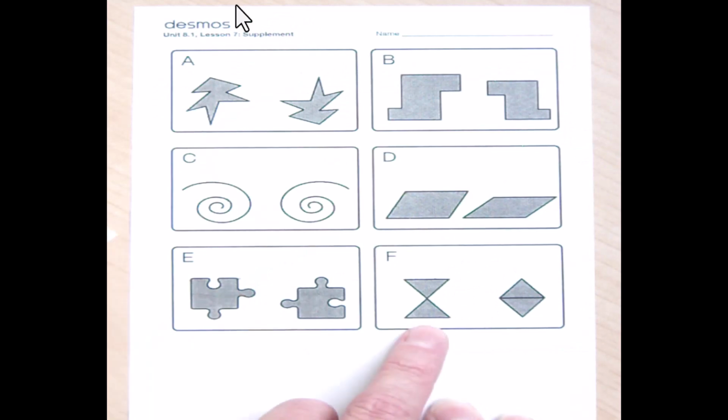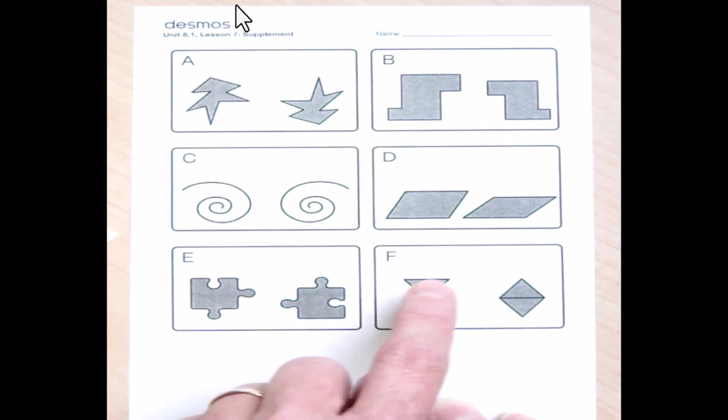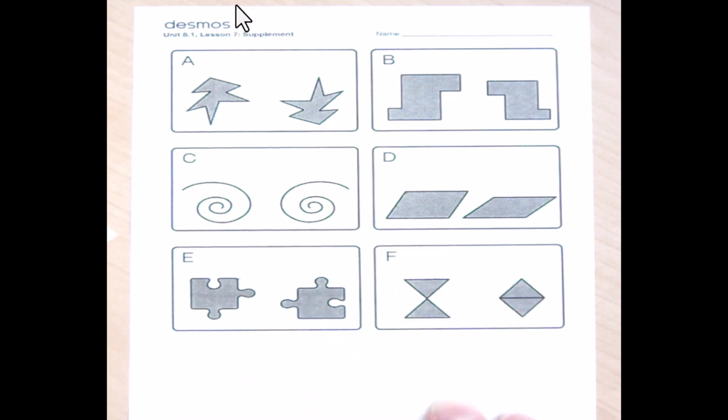And F, I don't have to use my transparent paper. This one has two triangles and this one has two triangles, but clearly they're not the same shape. There's no series of translations or rotations or reflections that'll make the figure on the left map onto the figure on the right.